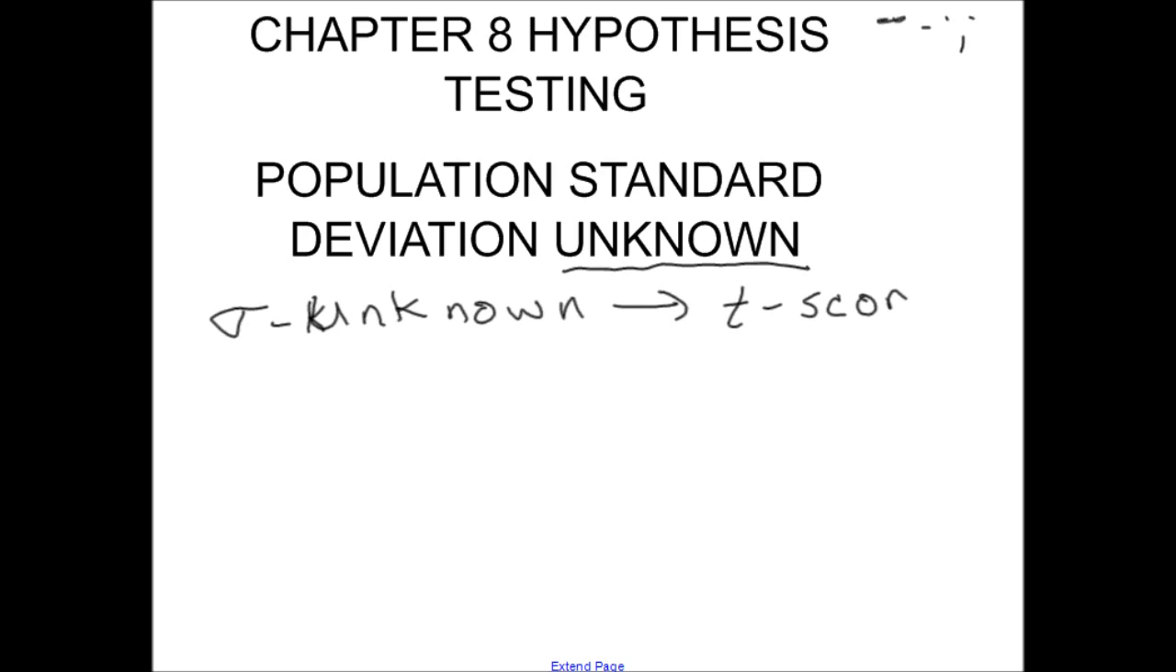Welcome to another one of our videos from Chapter 8 dealing with hypothesis testing. This one is for a standard deviation unknown. So just like whenever we did our confidence intervals, sigma unknown meant that we were going to use a t-score. So just like then, we're going to do the same situation. We want to look at an example now and see how that goes.